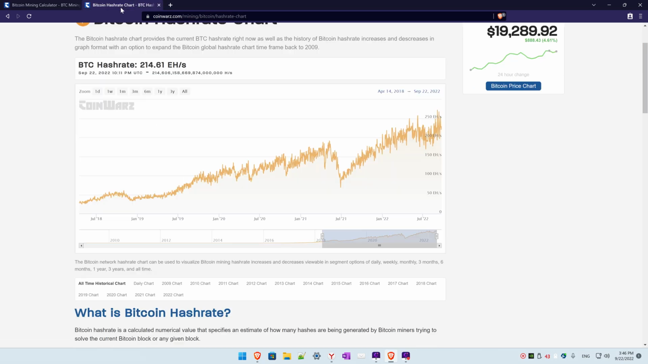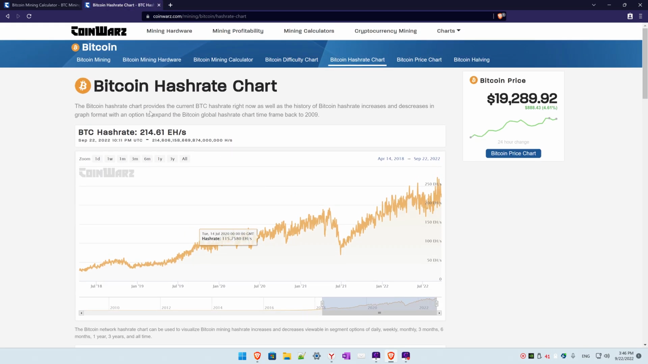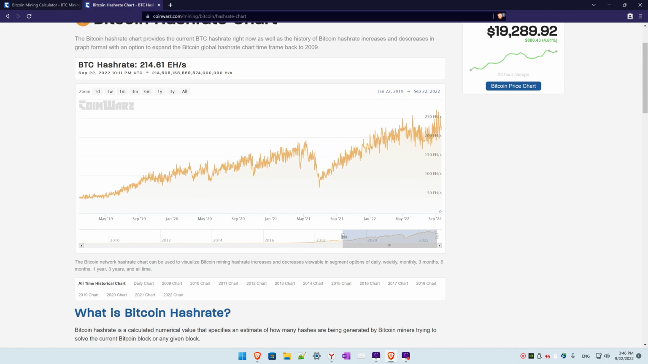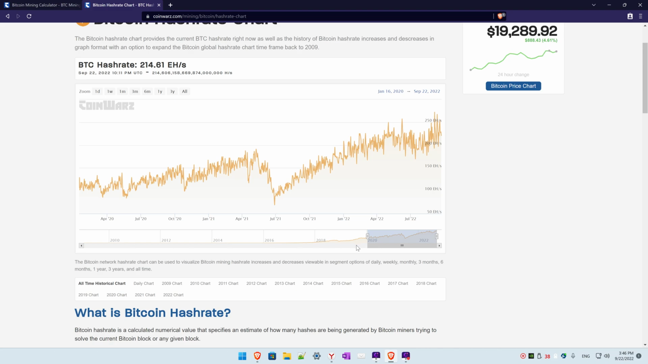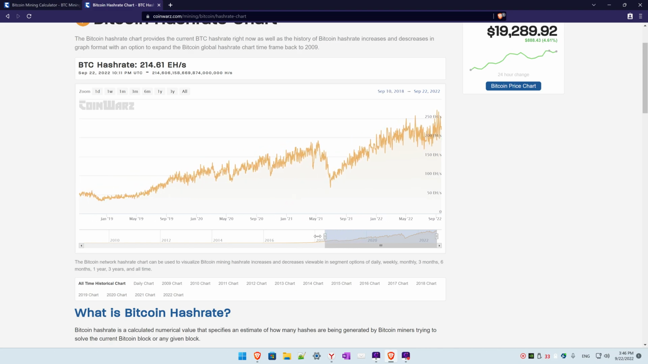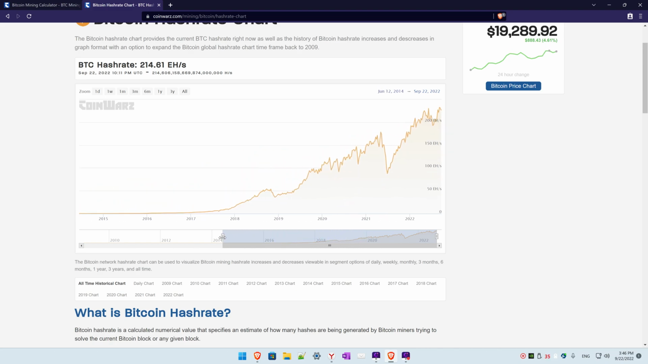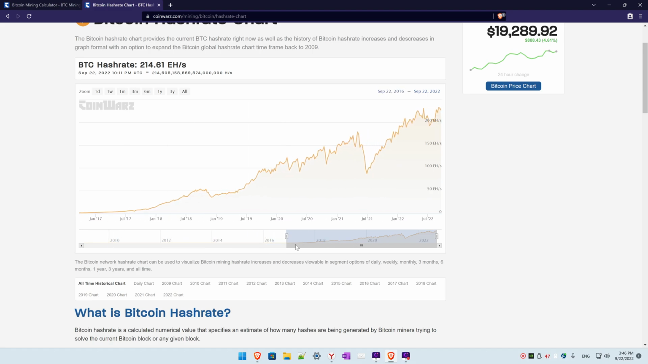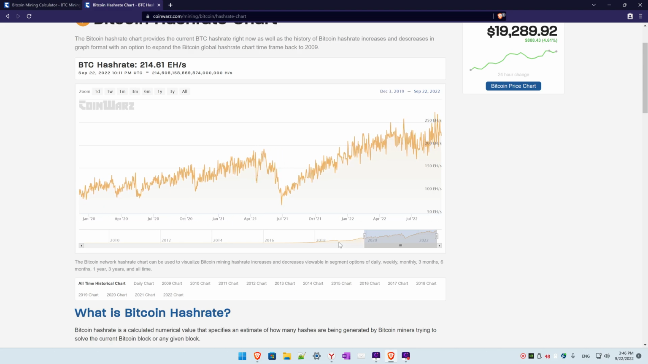So let's go take a look at the hash rate. Let me load that up here. So this is the Bitcoin hash rate chart, and we're going back from 2010, 12, 14, 16, 18, 20, 22. Let me actually zoom in a little bit. Sorry, I have to stretch this out to go back to 2010. Actually, 2010 is all the way back here. But let me zoom in here to the past 2 years, to give you an idea.